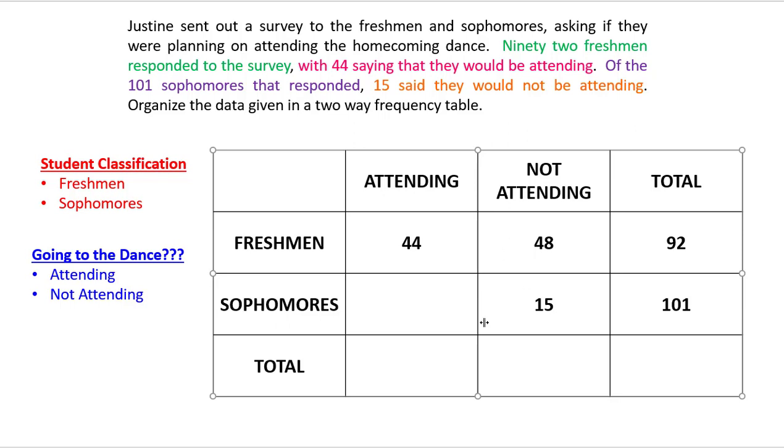Let's look at the second row. There is some number that we can add to 15 to get 101. That means that the number attending plus 15 has to be 101. And if we subtract 101 minus 15, we can get our answer, which would be 86. And if we check our answer, we know that 86 plus 15 gives us 101.